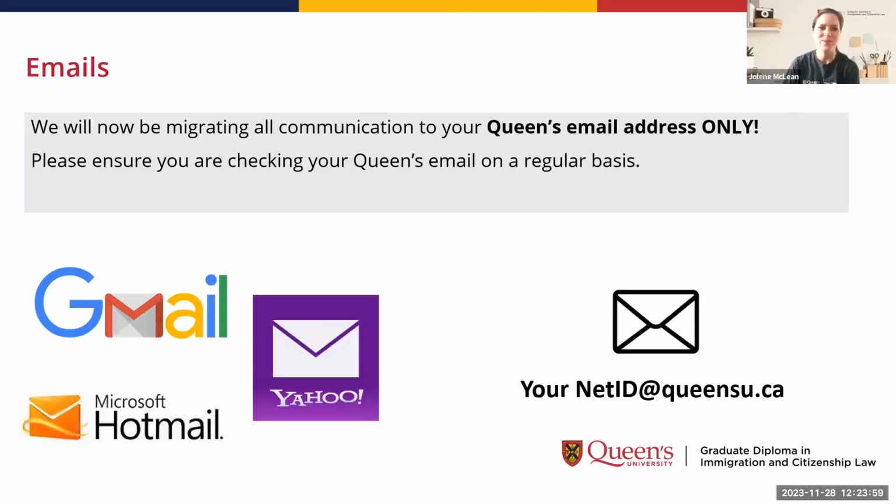Thank you. So by now, you should all have access to your Queen's Outlook email. It's going to be your NetID at queensu.ca. So for example, mine is JPAJ.